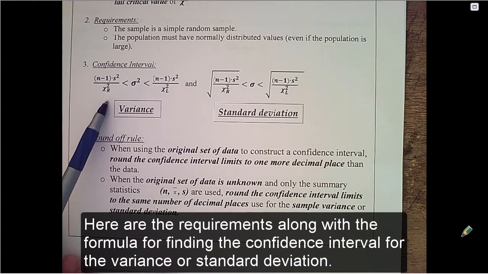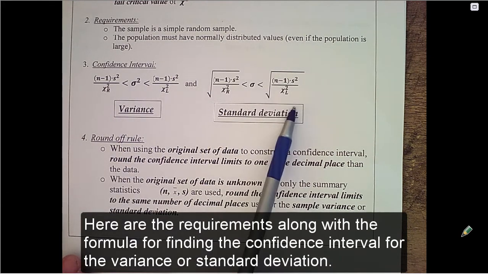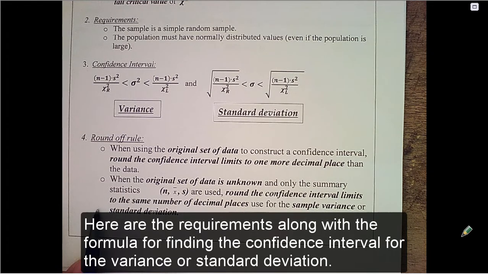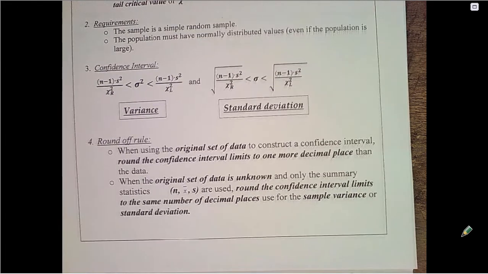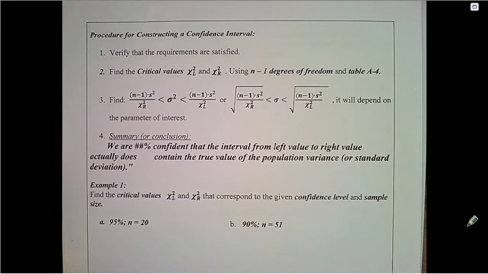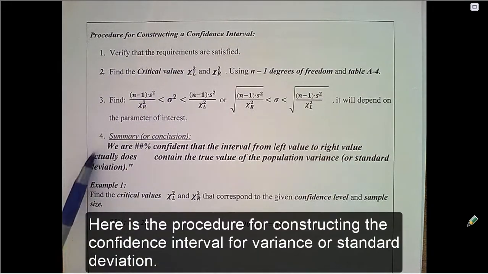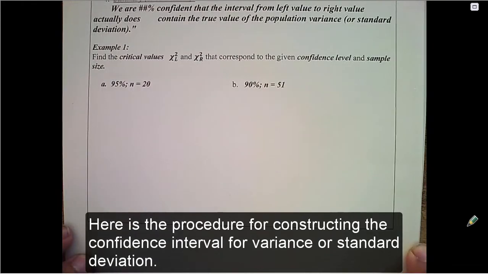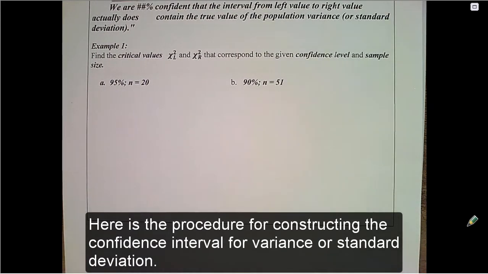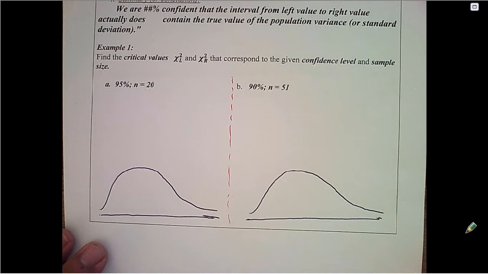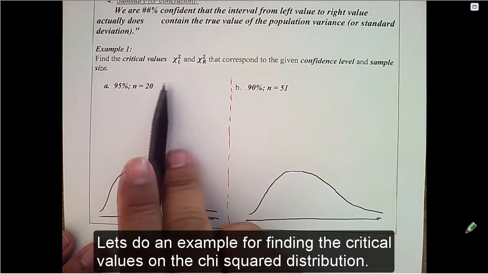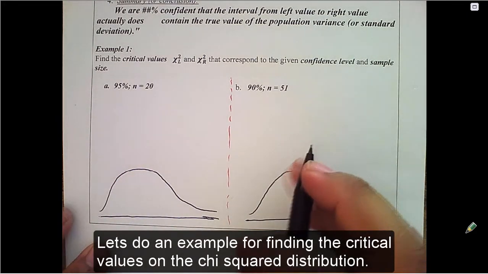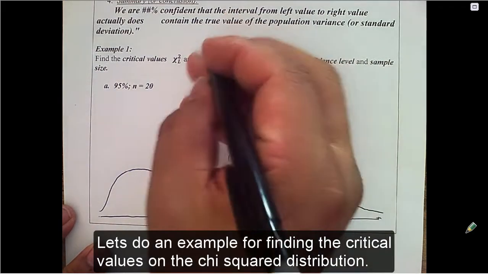Here are the requirements along with the formula for finding the confidence interval for the variance or standard deviation. Here's the procedure for constructing the confidence interval for variance or standard deviation. Let's do an example for finding the critical values on the chi-squared distribution.